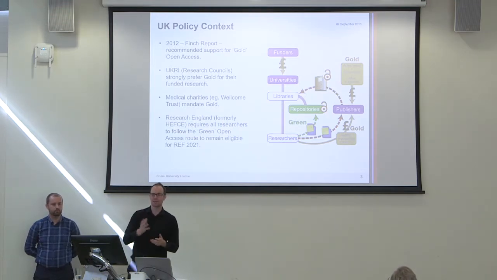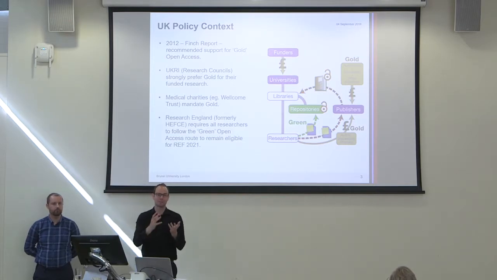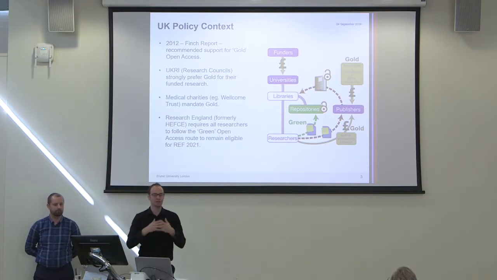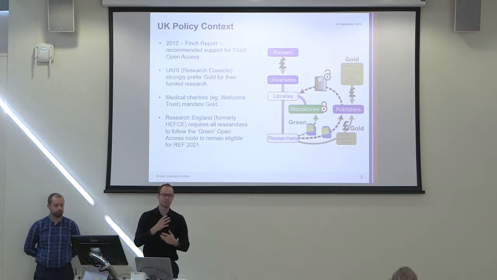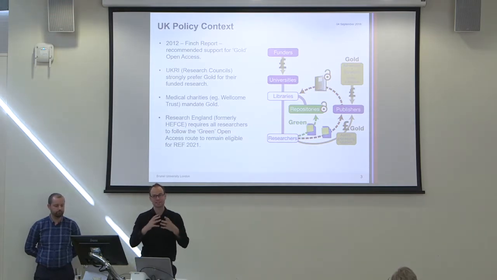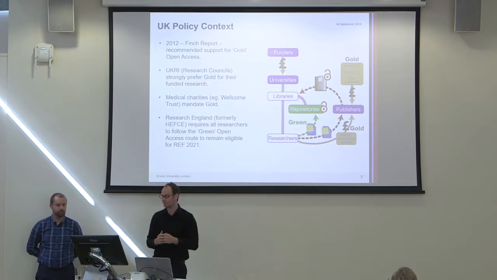So the green route is whereby an academic would be accepted for publication in a journal, and they would then use their accepted manuscript and place it onto an institutional repository. The one we have here at Brunel is called Bura. This is free of charge, but it may be subject to publisher embargoes. And then the other route is the gold route to open access, which is where an academic does the same thing, submits to a journal, but then, rather than put the accepted manuscript onto an institutional repository, they will pay what's called an article processing charge for that to be made the final published version, the nice lovely typeset version, available on a publisher website.